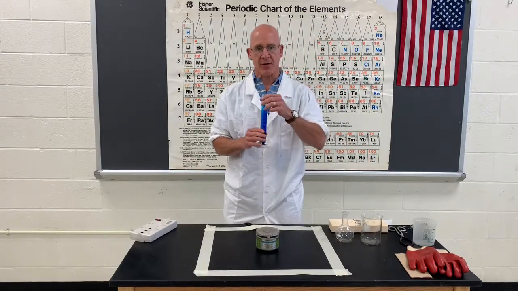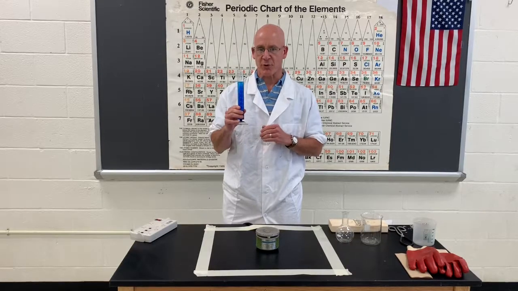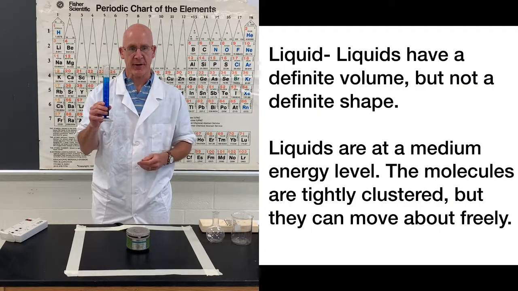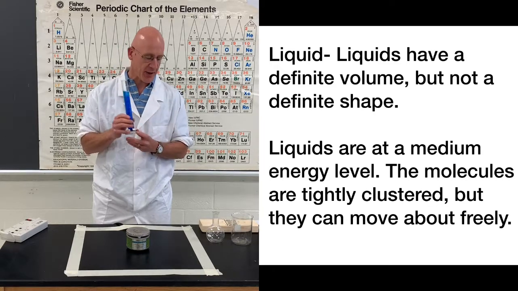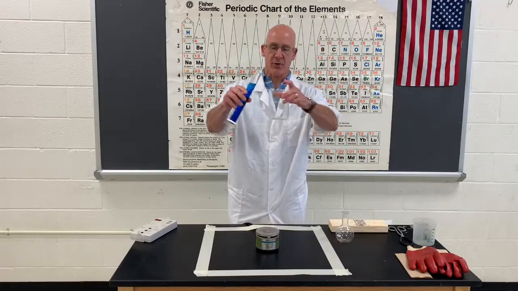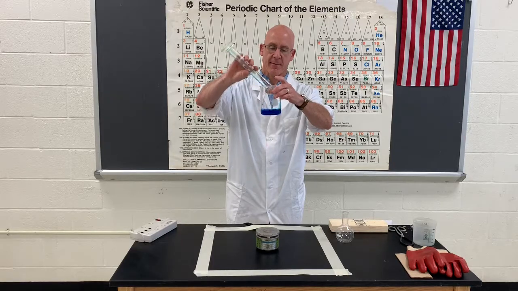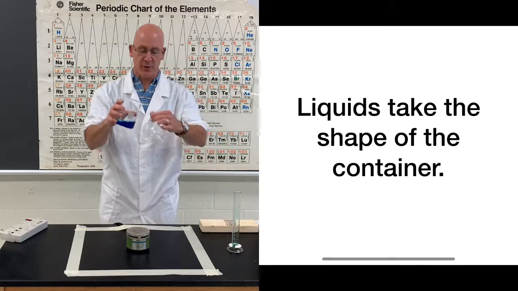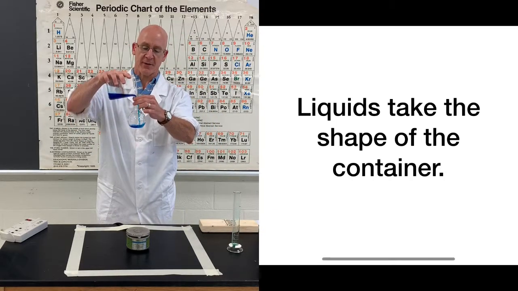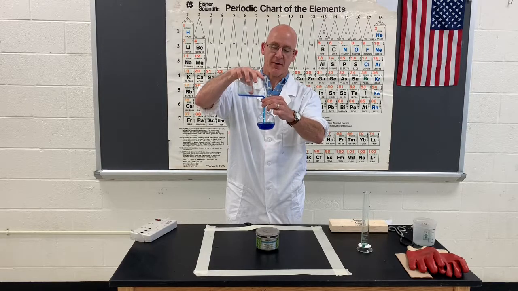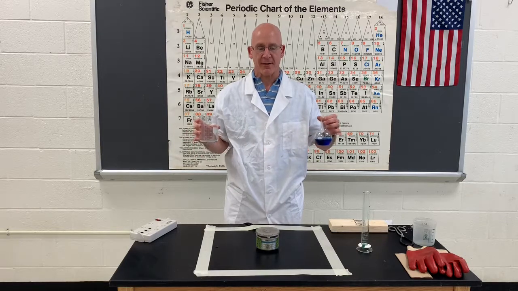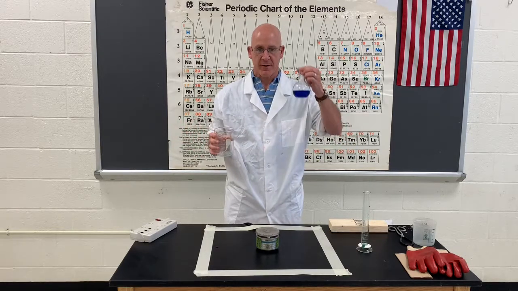Liquid, at a medium energy level, has a looser structure. The molecules can roll over each other, but they are still connected. It has a definite volume, 100 milliliters, however, its shape can change. If I pour it into a cylindrical container, it takes the shape of the container. If I pour it into a spherical flask, it takes the shape of the container. And if I poured it on the table, it would spread out flat until it could spread out no more.